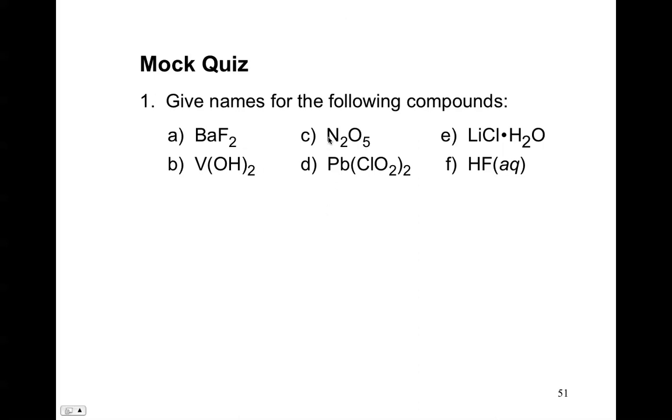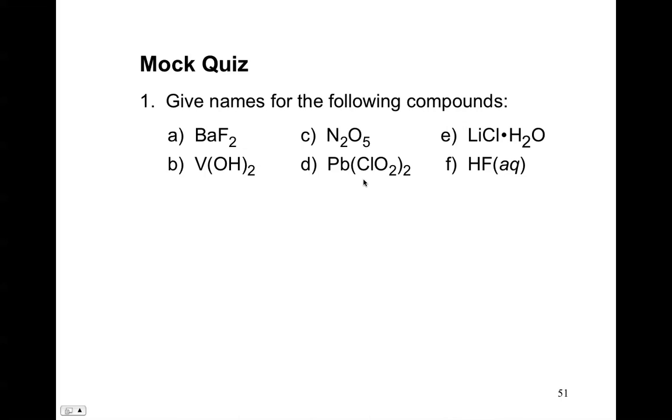All right, so number C, all of the elements are nonmetals, so we name it like a molecular compound. You have to use Greek prefixes to identify the relative numbers of atoms in the formula. So we would call this one dinitrogen pentoxide.